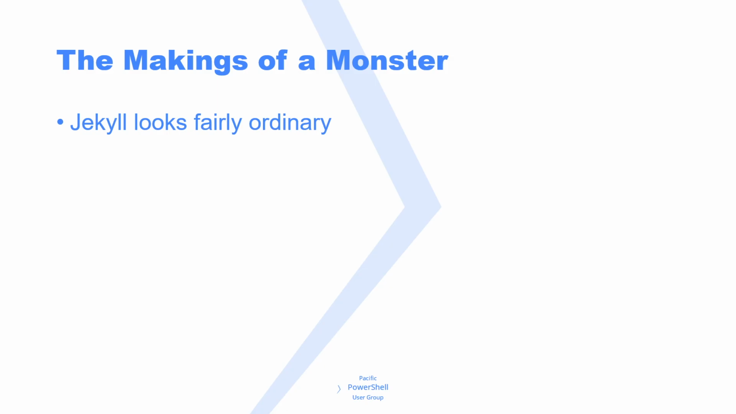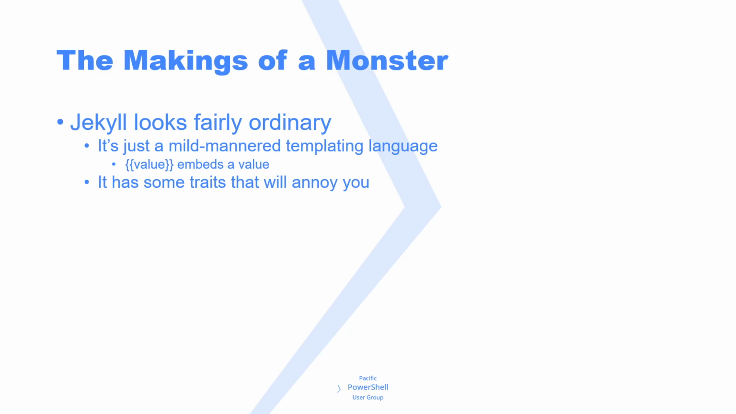Jekyll looks fairly ordinary. It's just a mild-mannered templating language. This probably reminds a lot of people of handlebars at this point, but it's double curly braces value to embed a value. It does have some traits that will annoy you. This is my least favorite. If you have an else if, it is ELSIF. I do not like this. This is probably going to annoy you too after a lifetime of typing else.